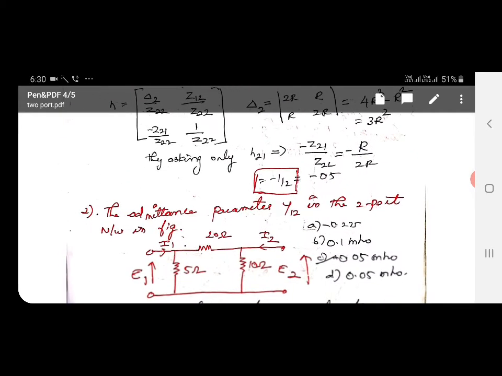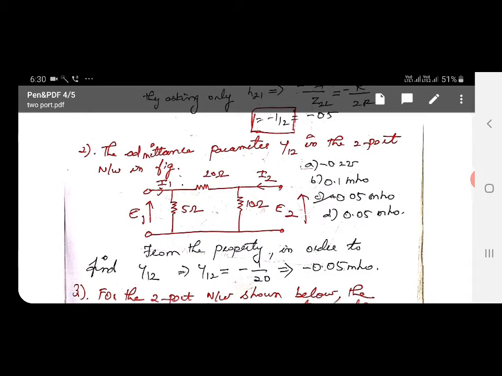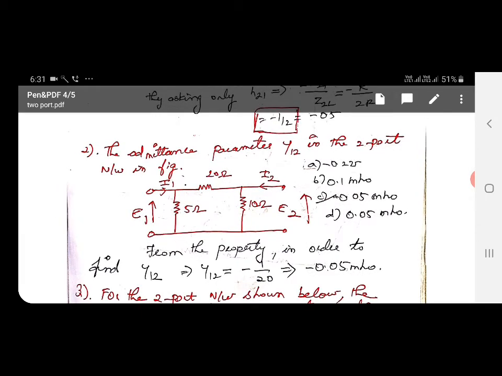We can see the next problem. The admittance parameter y12 in the two-port network shown in the figure. They have given a pi network and they are asking for the y12 of the corresponding network. They are asking for y12.